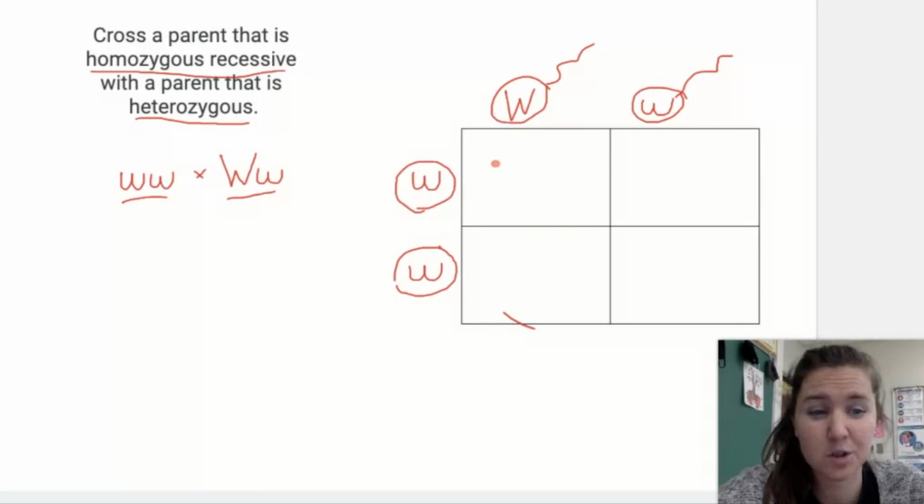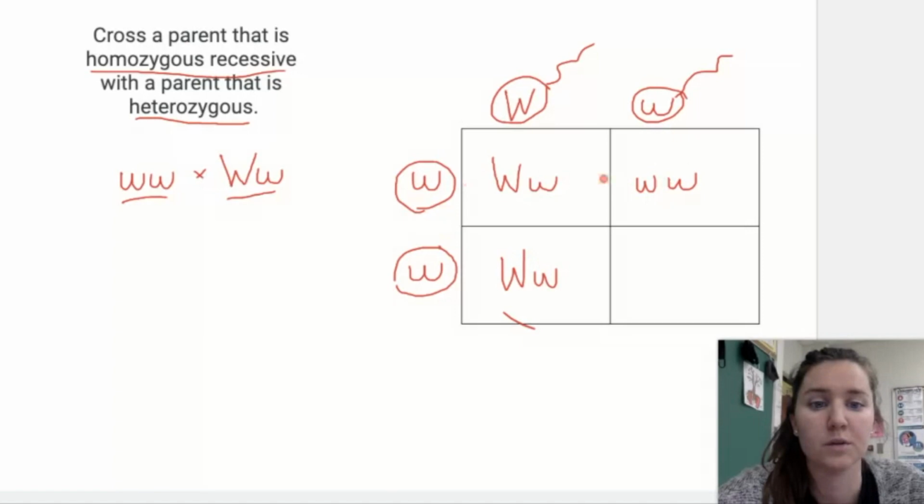Now, we always still start with the uppercase one. So this one is going to be heterozygous, because we bring this dominant allele down and then the recessive allele from here. This one is also going to be heterozygous. Bring the dominant allele down from here, the recessive allele from there. Here, we're going to get two recessive alleles, one from here, one from here. And then down here, we're also going to get two recessive alleles, one from here, one from here.